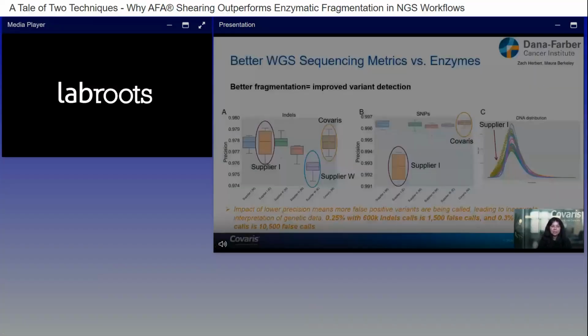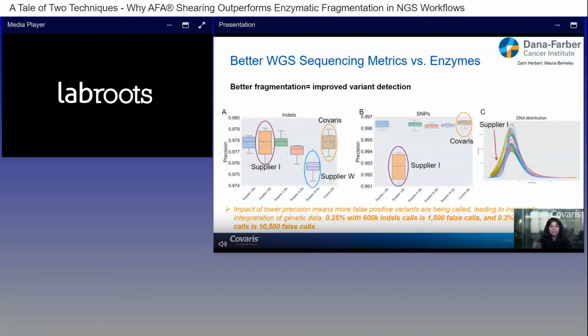Another interesting metric to look at when comparing library processing is variant detection. So here we have some interesting data showing the variant detection precision of a wide variety of library prep suppliers. And precision here is a measure of the false negative rate. So the higher the precision, the fewer false negatives are observed in your library. And this data is pretty interesting because you can actually compare and contrast the variant detection precision for all of these suppliers for both indels, insertion deletions, and SNPs, single nucleotide polymorphisms.